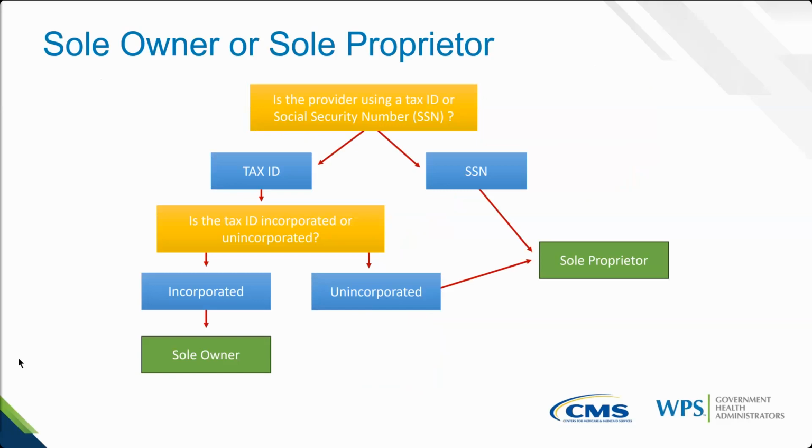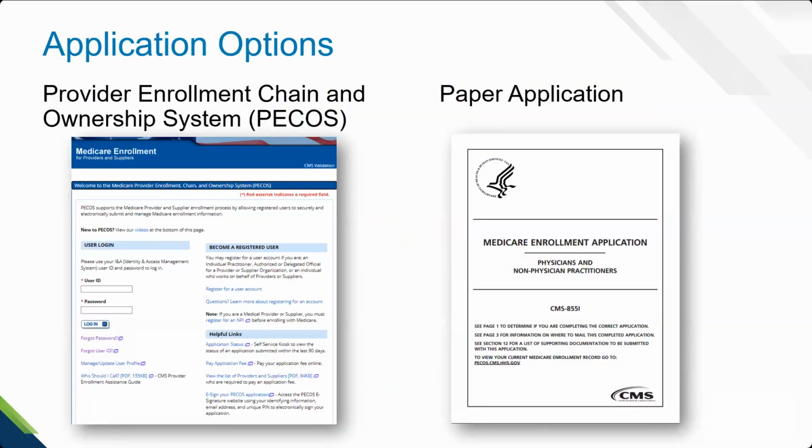So next, I would like to talk about the differences in the application process for each. But first, I do want to point out that sole owners and sole proprietors have the same options for submitting the application. It's how they complete the application that's going to be different. So they will both complete a CMS 855I application, whether they do so on paper or electronically.